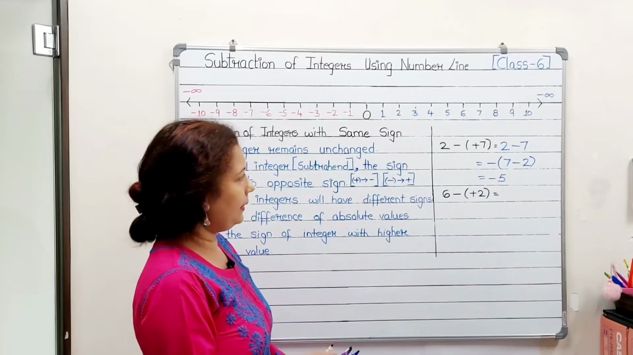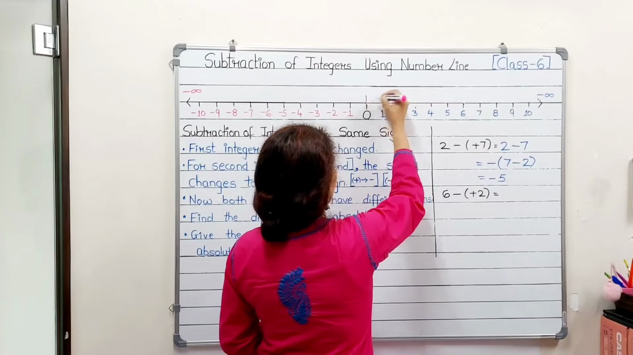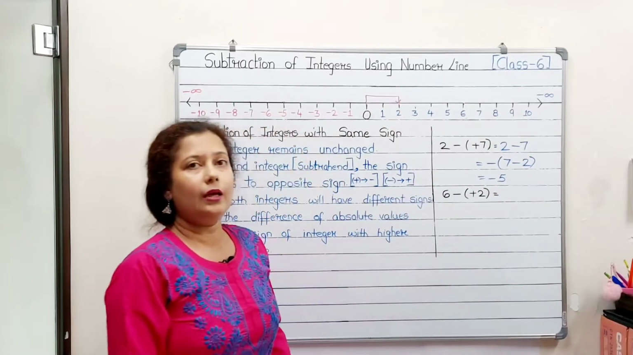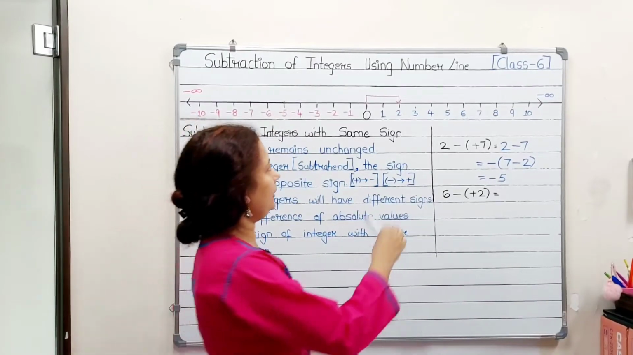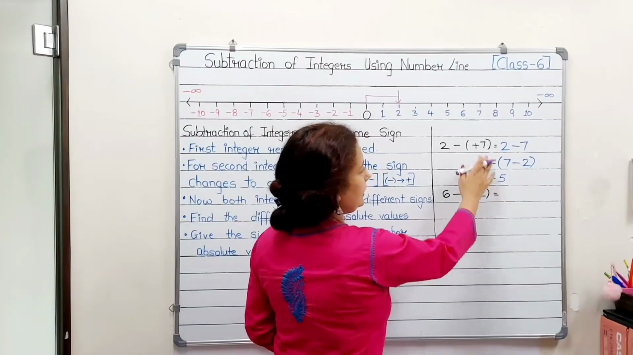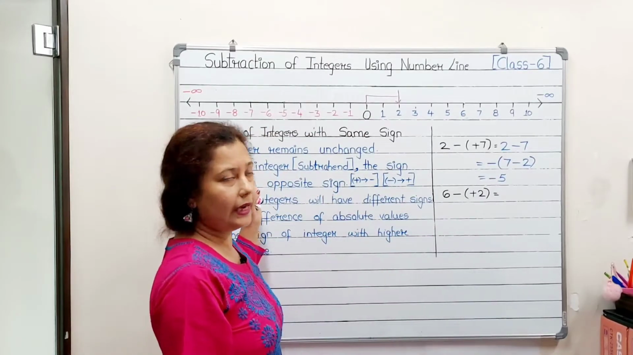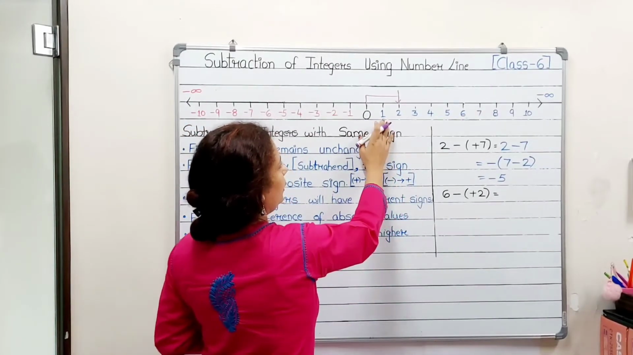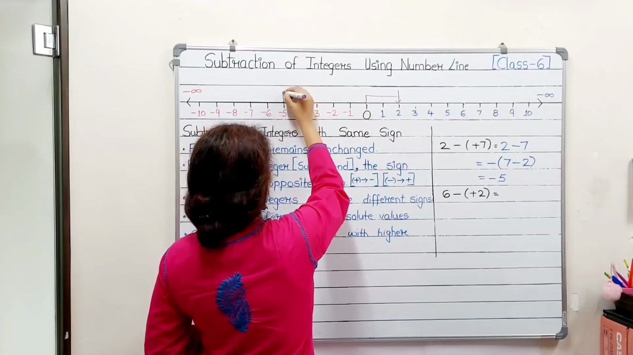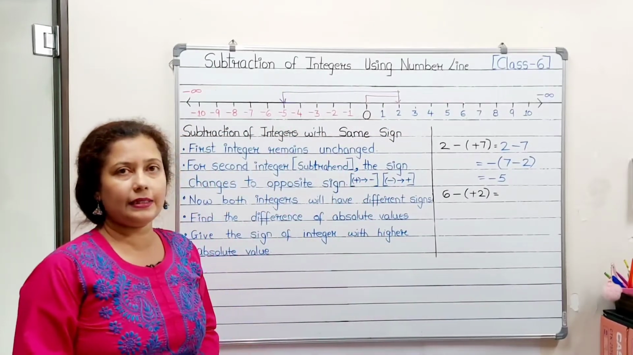For marking on the number line, first we will mark 2. So from 0 we will move to the right hand side and mark 2. From the first marked integer, that is 2 which we have marked first, we are subtracting 7 over here. So we will move on to the left hand side of the first marked integer. 1, 2, 3, 4, 5, 6, 7. So we will reach minus 5. So final answer is minus 5.